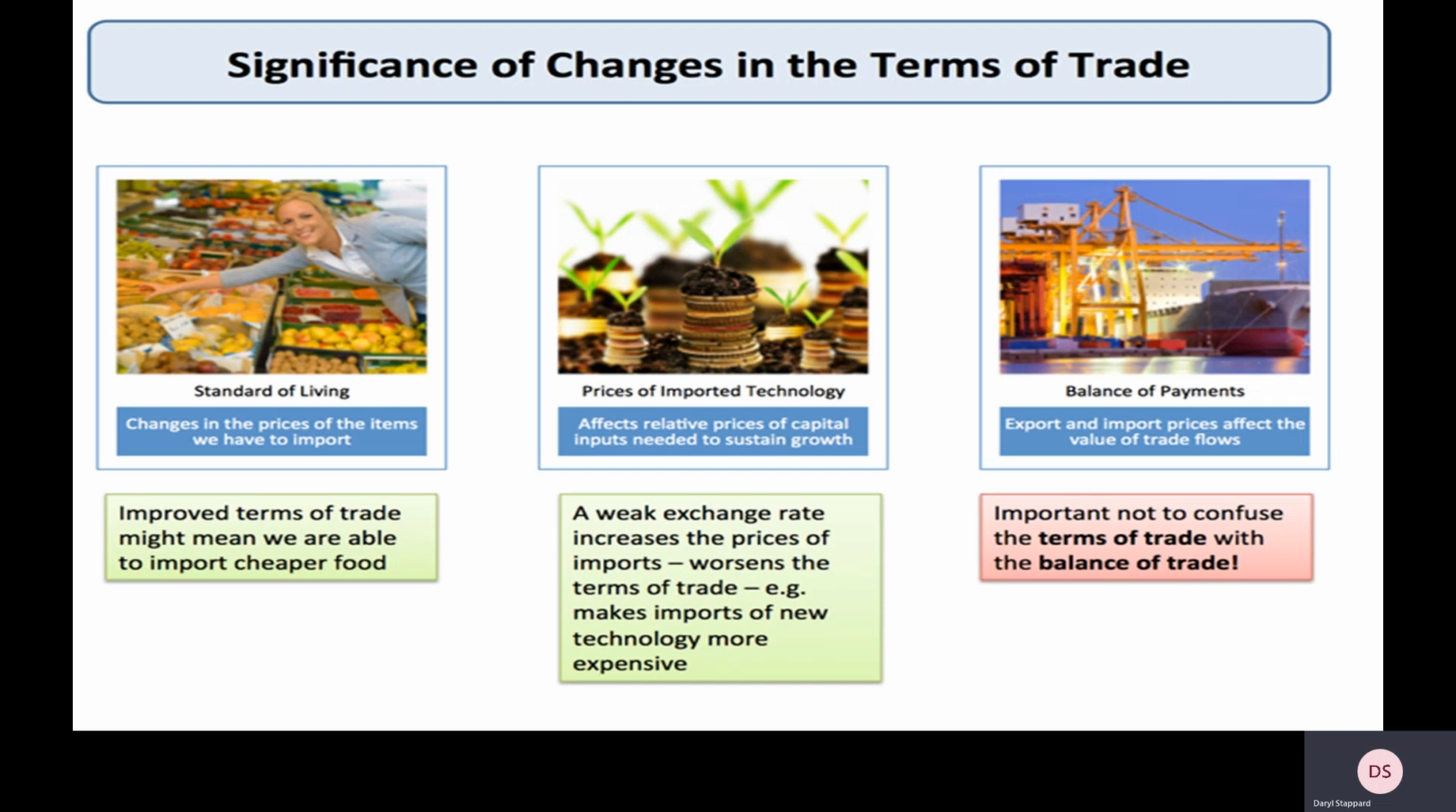Now, in terms of balance of payments performance or trade performance, I've put here a little note. It's important not to confuse the terms of trade with the balance of trade. If you've got an improving terms of trade, your trade performance will get worse due to higher relative export prices, sorry. So let me say that again. When you've got an improving terms of trade, it will worsen trade performance because your exports are now relatively more expensive than your imports. If you've got a worsening terms of trade, that will improve your trade performance because your exports are now more competitive across the world than they were before.